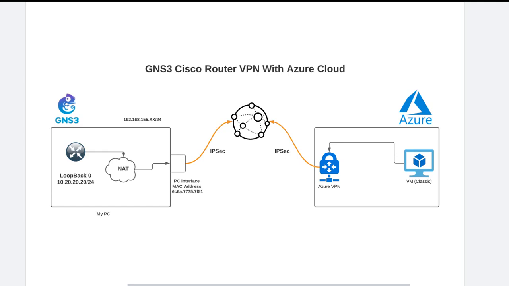Hi everyone. Today we're going to talk about an interesting topic, which is how to make a VPN connection between a GNS3 Cisco router and the Azure cloud services.